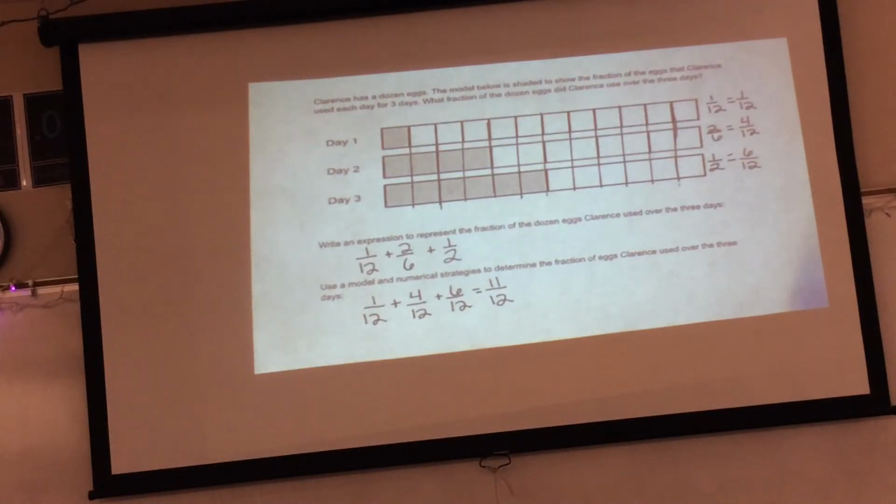And a dozen is 12. He really liked his eggs. In 3 days, that's a lot of eggs. Yep, Clarence loves eggs.